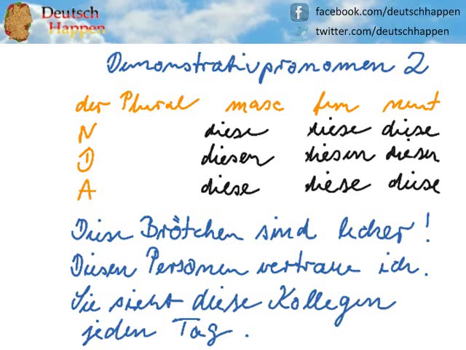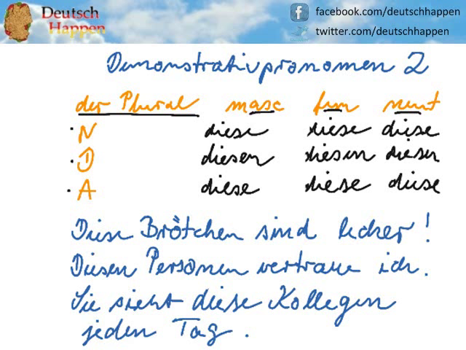But of course, last time I covered the singular more in detail, so today it's all about the plural, so Demonstrativpronomen im Plural. Again, just to get familiar with that, I put our cases here on the left side. So you see nominativ, dativ, and accusativ. And you have the genders over here, masculine, feminine, and neutral.